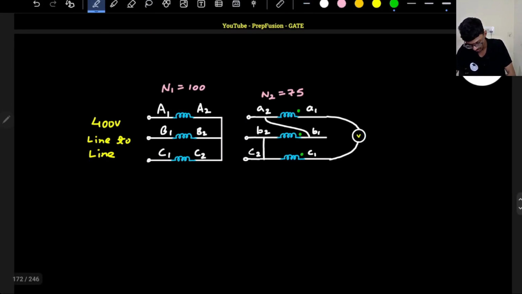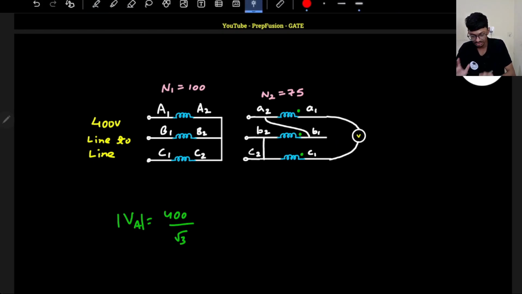So basically my capital VA will be 400 by root 3, I'm only talking about magnitude. Now I know that this acts as a transformer only for the coils. So what will be the magnitude of small VA? Phase difference I will discuss later on. Let's first discuss the magnitude.